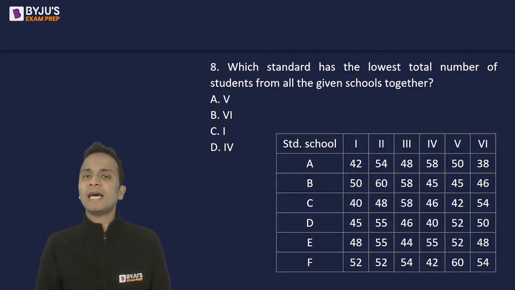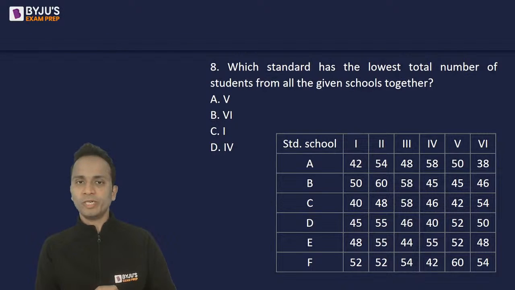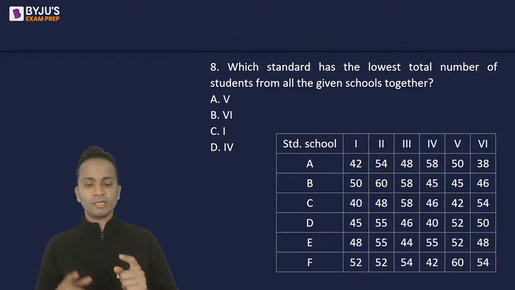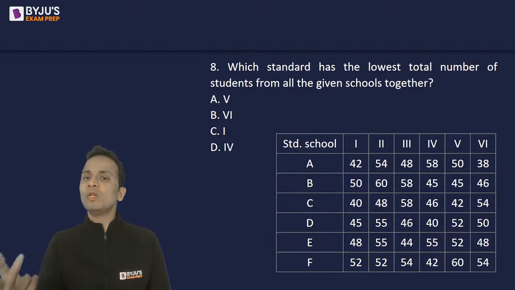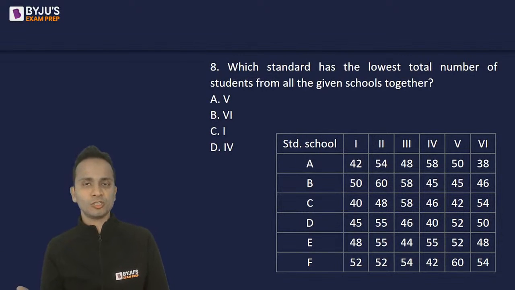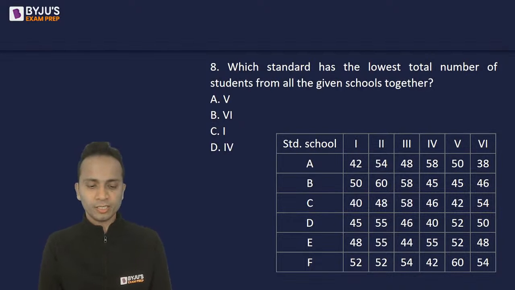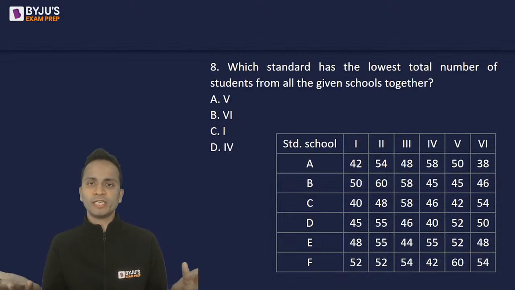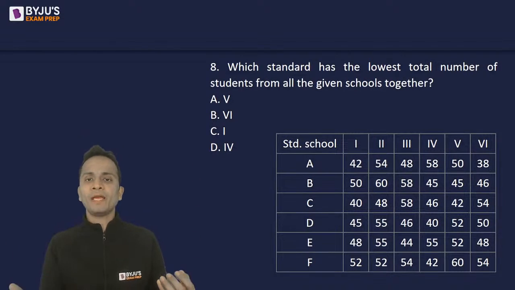Now, which standard has the lowest total number of students from all the given schools together? Now, this is similar to question number 1. In question number 1, they were asking which school has the highest number of students. Here they are asking which standard has the lowest number of students. So highest was asked there, here lowest is asked, and they wanted us to compare schools in the first question. Here we'll have to compare the standards.